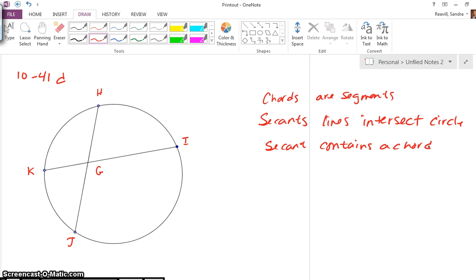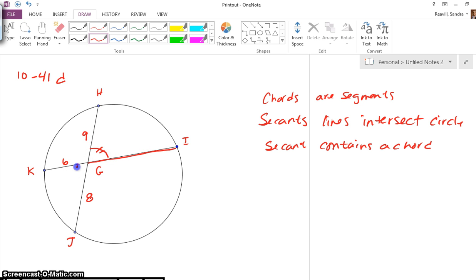We are told in this problem that HJ and IK intersect at point G, and I should say segment HJ and segment IK intersect at point G. We're told that HG is 9, and we're told that GJ is 8, GK is 6, and we're asked to find JG.